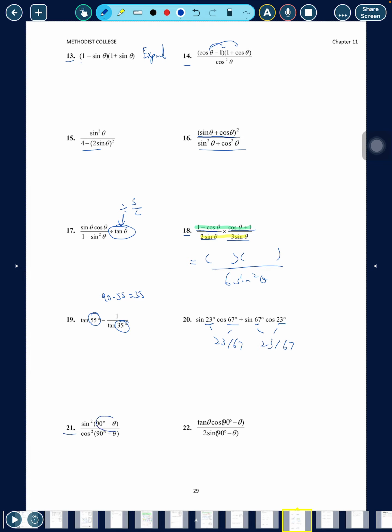For 21, when you see 90 minus theta, I think you already know the answers. Turn these into theta. For example, sine 90 minus theta becomes cosine theta, but with the square here, so square here. After you turn all the 90 minus theta, you can simplify the answers. Similar approach for 22.